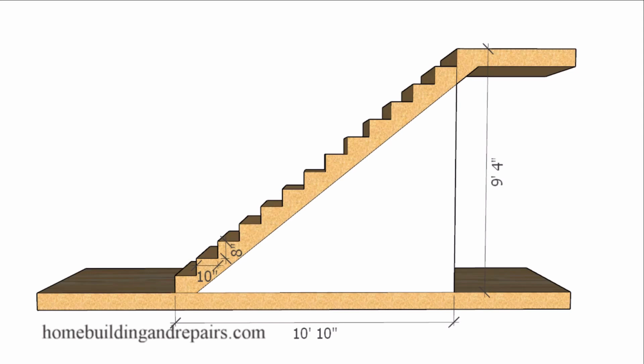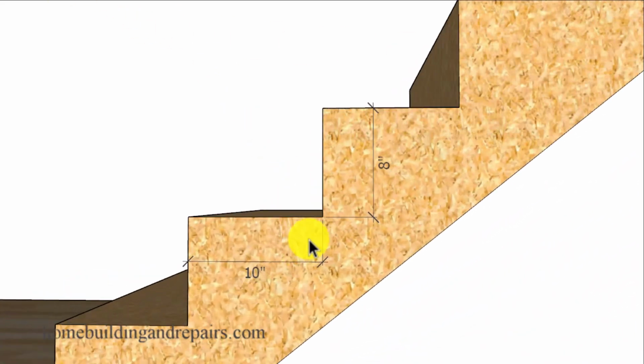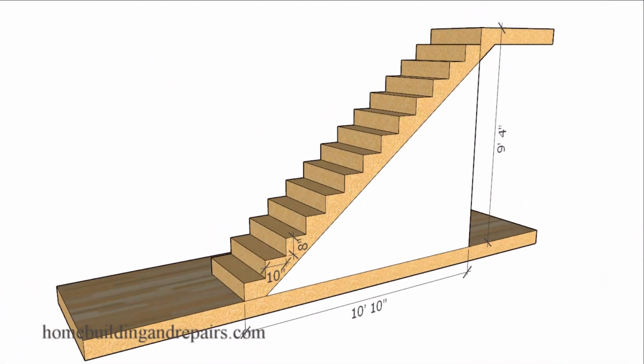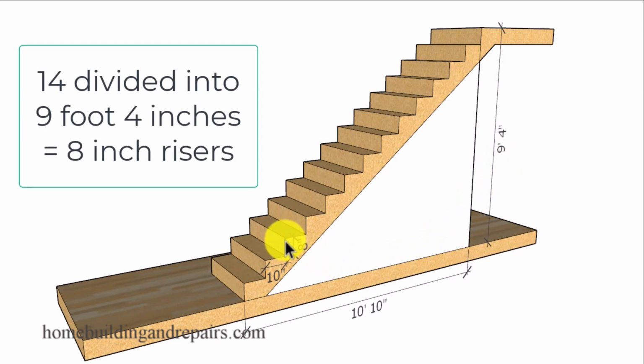So here we're looking at a stairway with 14 risers, and each one of those risers will have an individual riser height of 8 inches. Each step will have a depth of 10 inches. And the length of this particular stairway is going to be 10 foot 10 inches. And the total rise between levels is going to be 9 foot 4 inches. This will be the same number in each one of the 3 stair designs. The only numbers that are going to change will be the individual riser height and the length of the stairway.